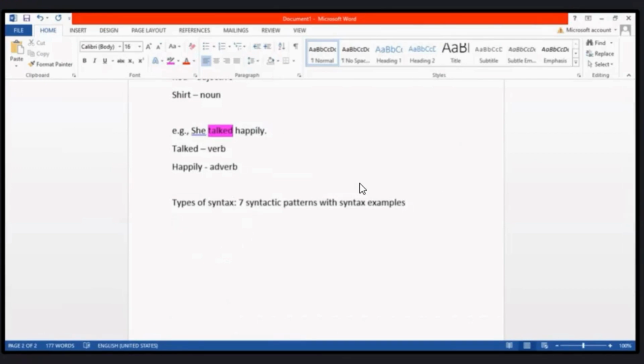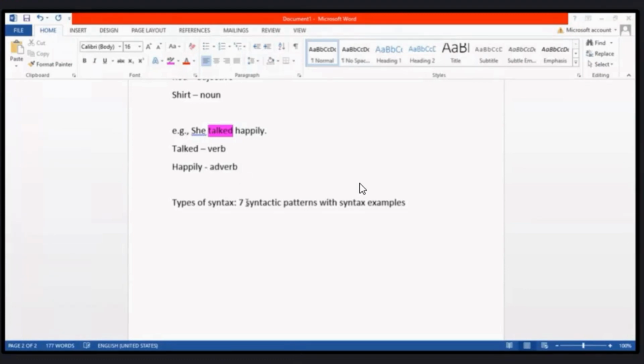All right, this is the types of syntax in a sentence. Normally, in advanced English, there are many rules, or many variations of syntax, but just to keep it simple, today we will only study the most basic syntactic patterns. Okay, the most basic lines that are required while forming sentences. So out there we've got the types of syntax, 7 syntactic patterns with syntax examples. Examples will be given here.